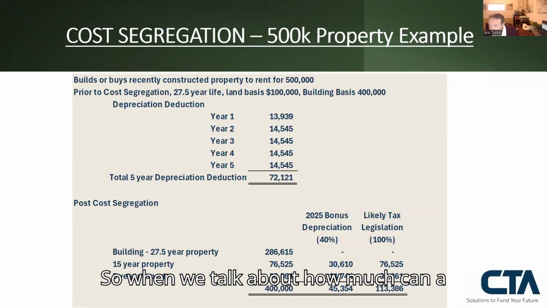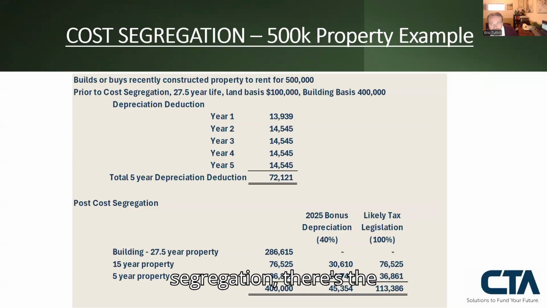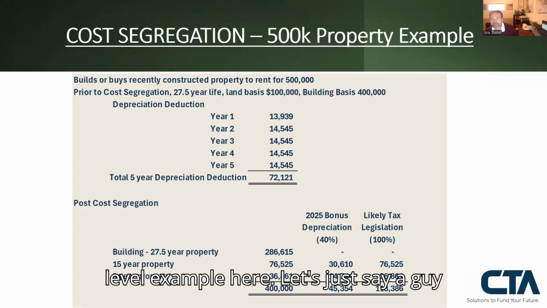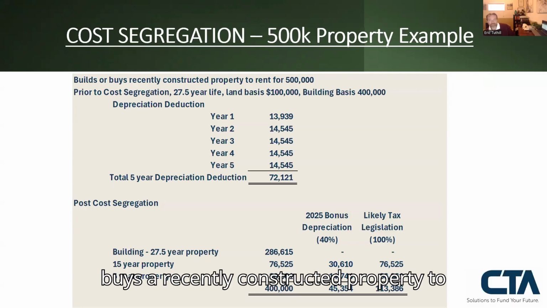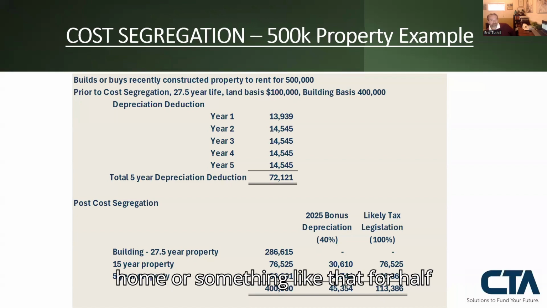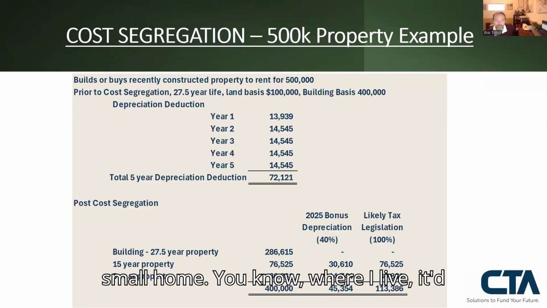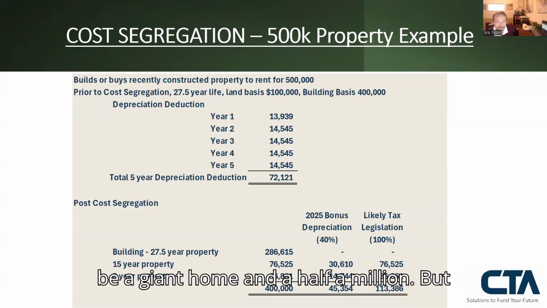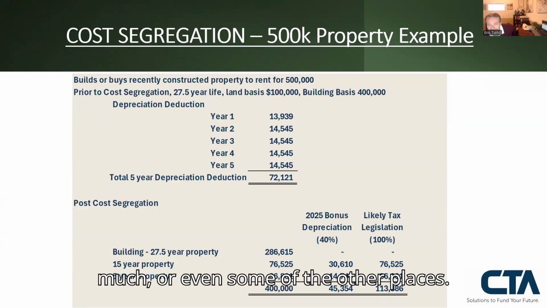So when we talk about how much a taxpayer can really save with cost segregation, we'll just go with a little high-level example here. Let's just say a guy buys or builds, or buys a recently constructed property to rent, a little single family home or something like that, for $500,000, depending on where you are. That could be a giant home, that could be a small home. Where I live, it'd be a giant home at $500,000, but if you're in California, probably not so much, or even some of the other places.